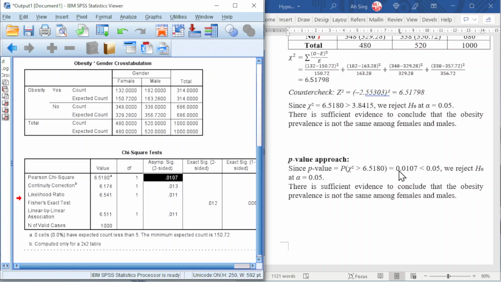From here, we can see that this value is less than the significance level and we should reject H null at alpha equal to 0.05. Therefore, we should come to the same conclusion where we can conclude that there is sufficient evidence to say that the obesity prevalence is not the same among females and males.